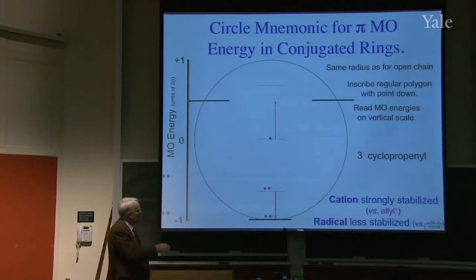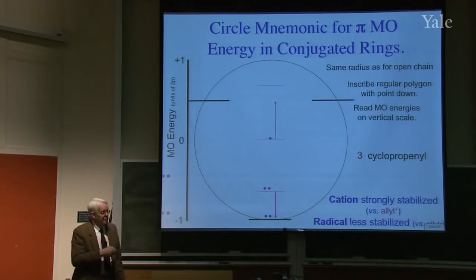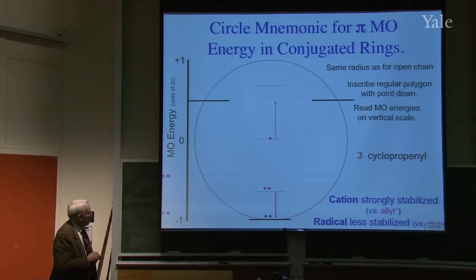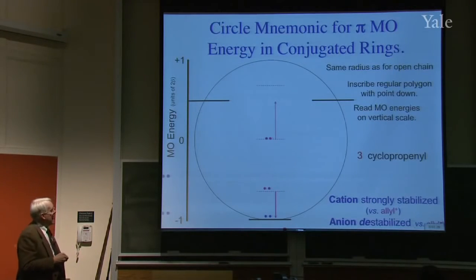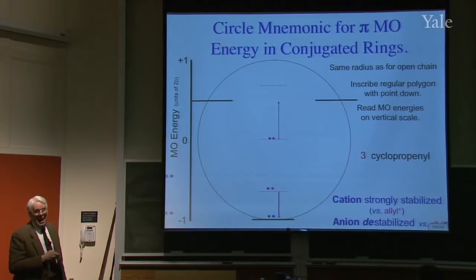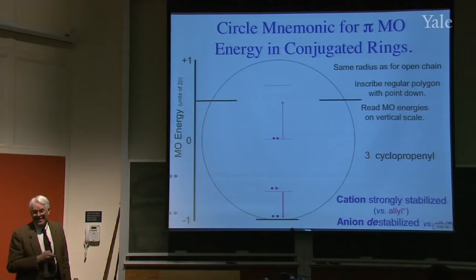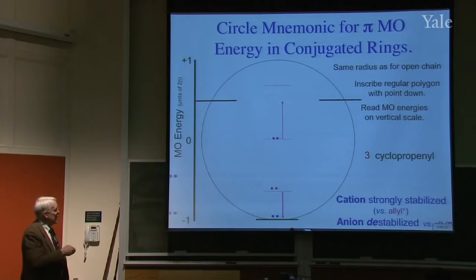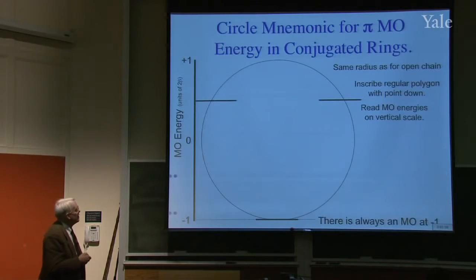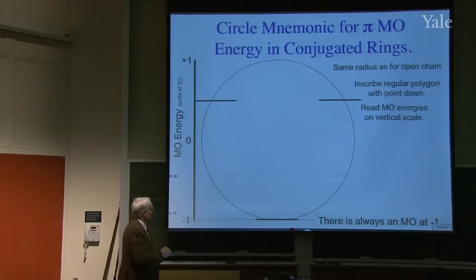Now suppose you had the radical, the cyclopropenyl radical, versus the allyl radical. In the cyclopropenyl radical, 2 of the electrons will be there, but 1 has to be up there, in one with 2 nodes, right? So this one is going up more than those are going down, but there are 2 going down here and 1 going up, right? If you have the anion, there are going to be 2 going up, and that's bad. Okay, you lose more here than you gain here. Now, remember, there's always an MO at -1.